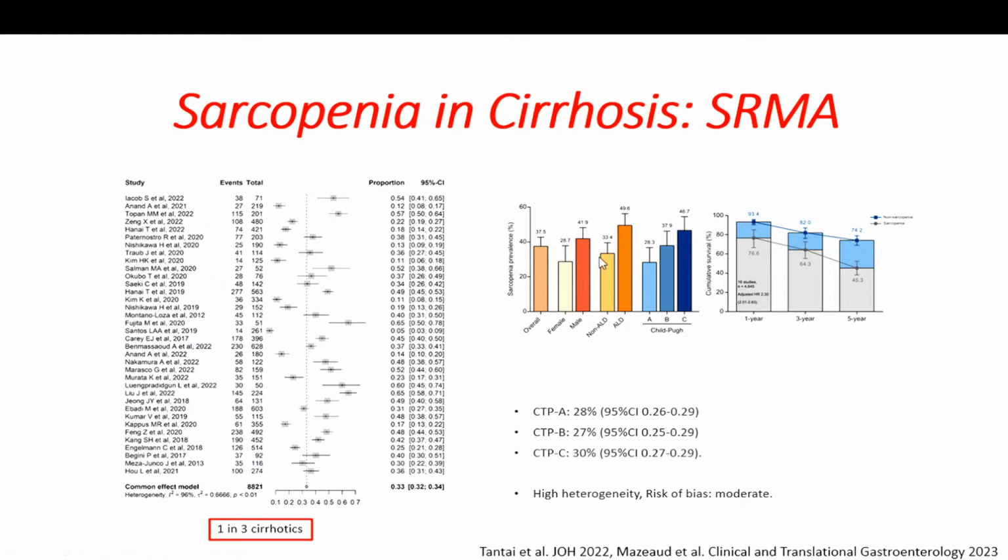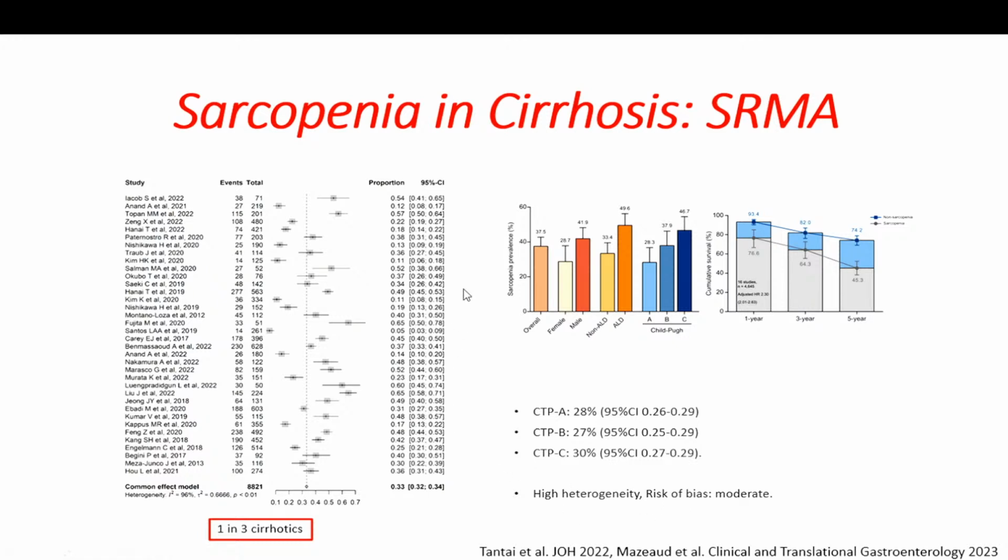Etiology-wise, alcoholics have more as compared to patients with other liver diseases, specifically evaluated in studies as non-alcoholic fatty liver disease. You heard about sarcopenic obesity also. As liver disease progresses from Child A, B to C, there is increased prevalence of sarcopenia. You heard about it. It's associated with poor outcomes. I'm not going to talk about it.